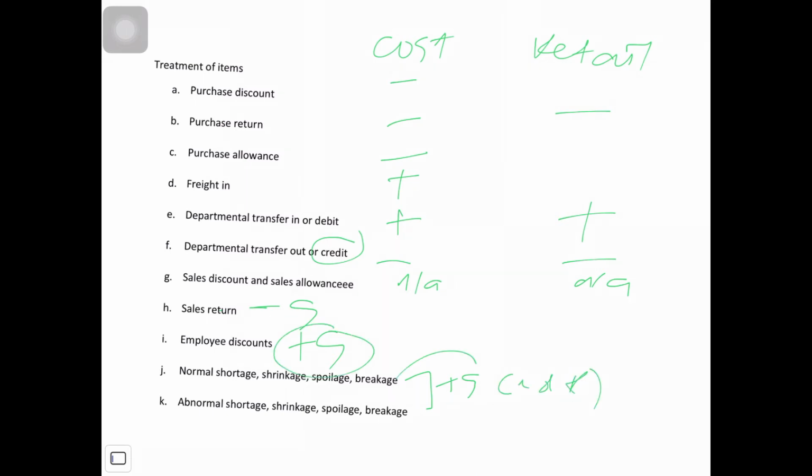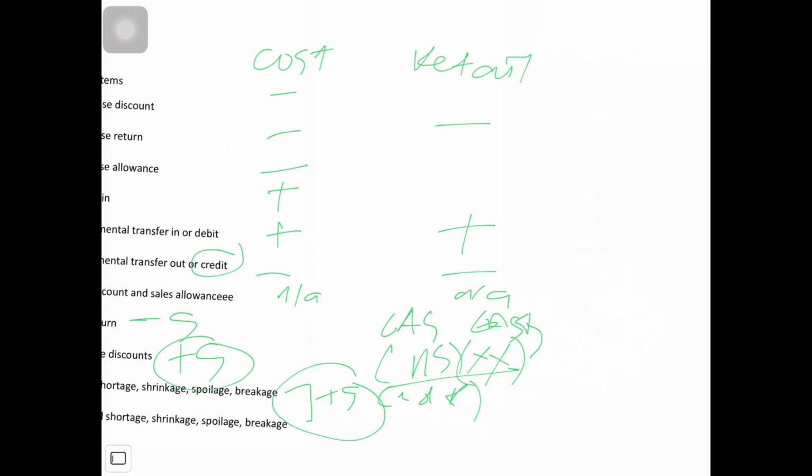This is stated, guys, as deducted from goods available for sale. It is still the same as added to sales because goods available for sale less net sales. If it applies to net sales, it is deducted from our goods available for sale. So, different statement but same meaning. Deducted from goods available for sale is the same as added to sales. Just want to clarify that.